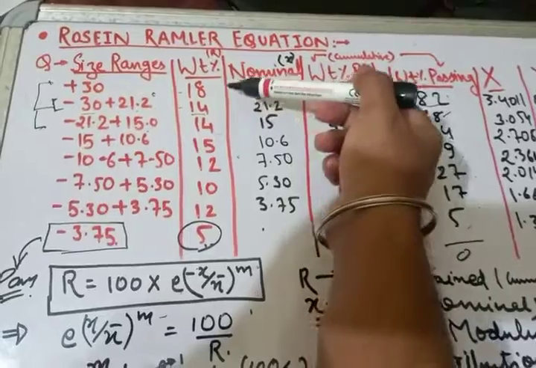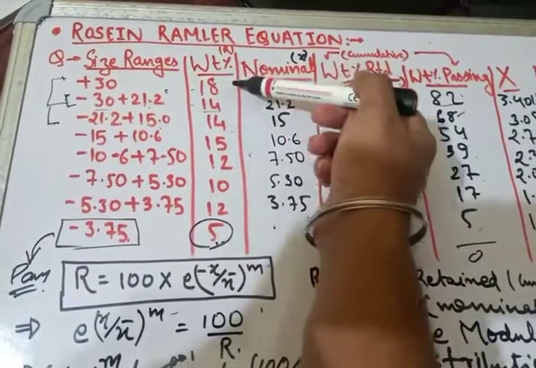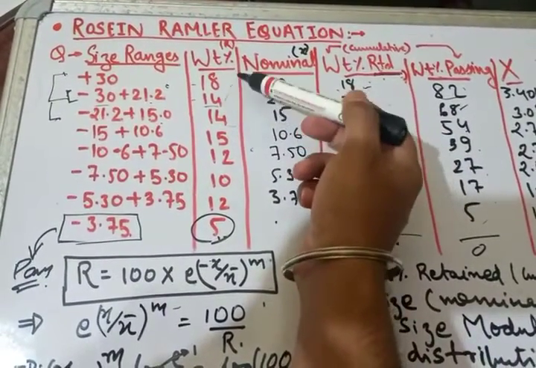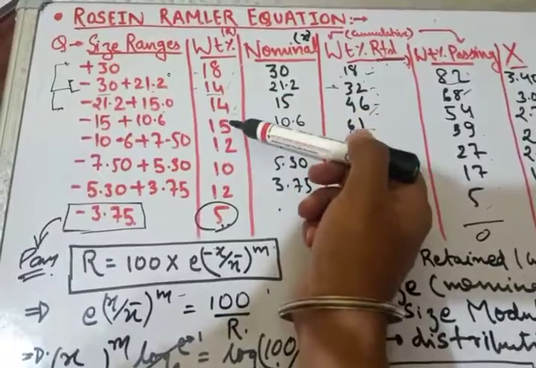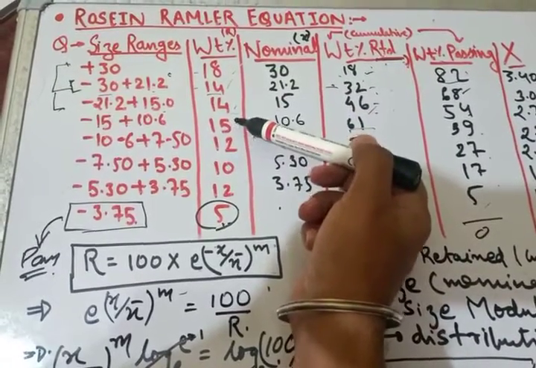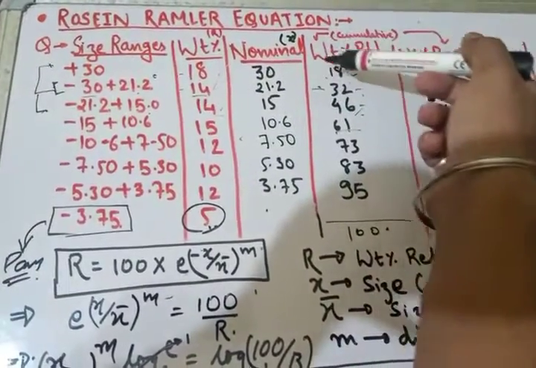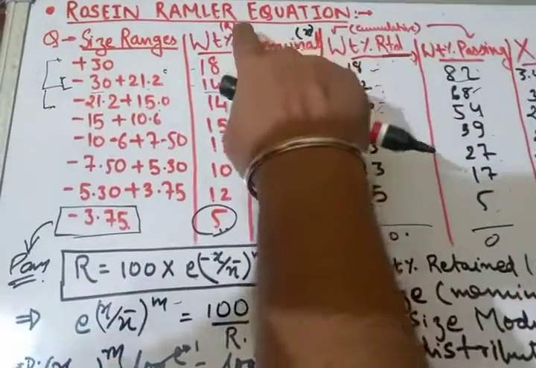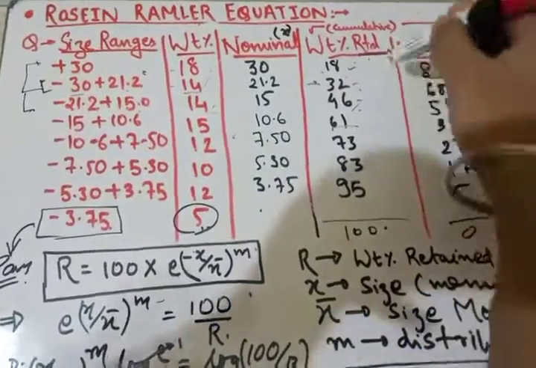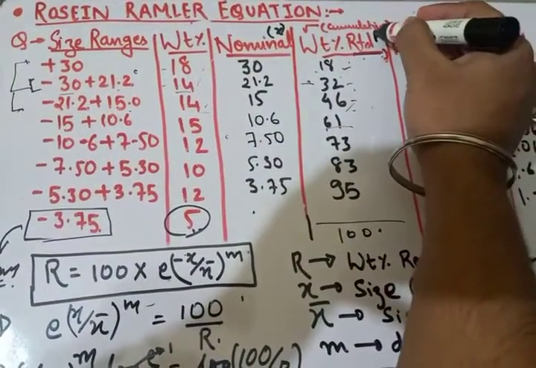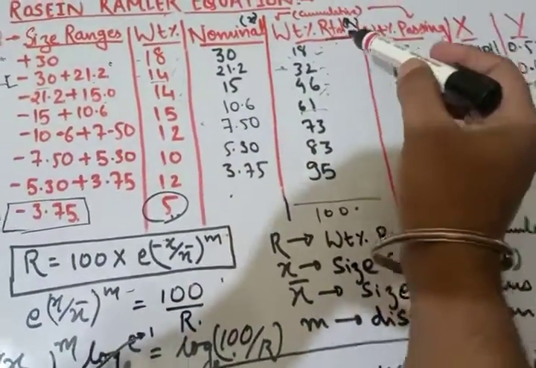So the weight percent retained is like this. First 18% was retained, then 14% in the second sieve, then 14, then after 14 we got 15, 12, 10, 12, and at last 5% passed to the pan. Now nominal, sorry, R will not be here, R will be this one. This is not required now.